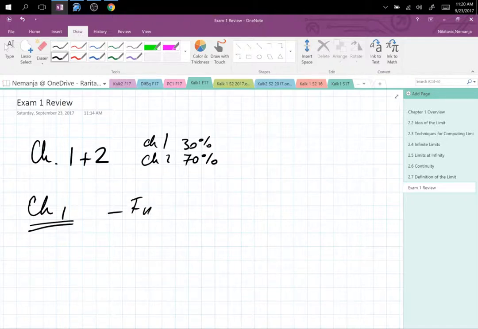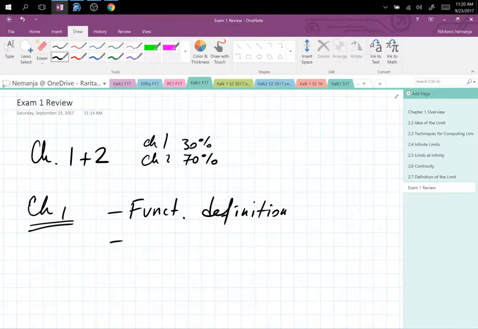So, function definition. That's the statement, right? A function is a rule which assigns to x. You have all of that stuff.